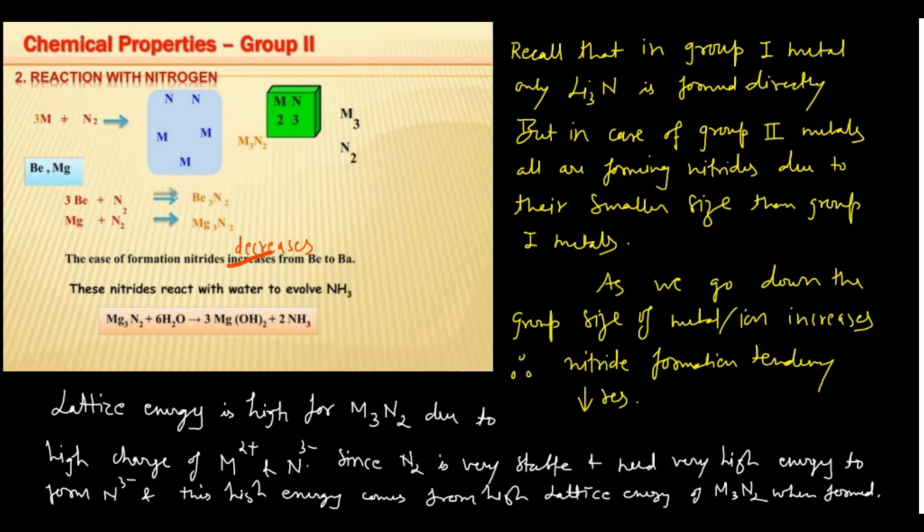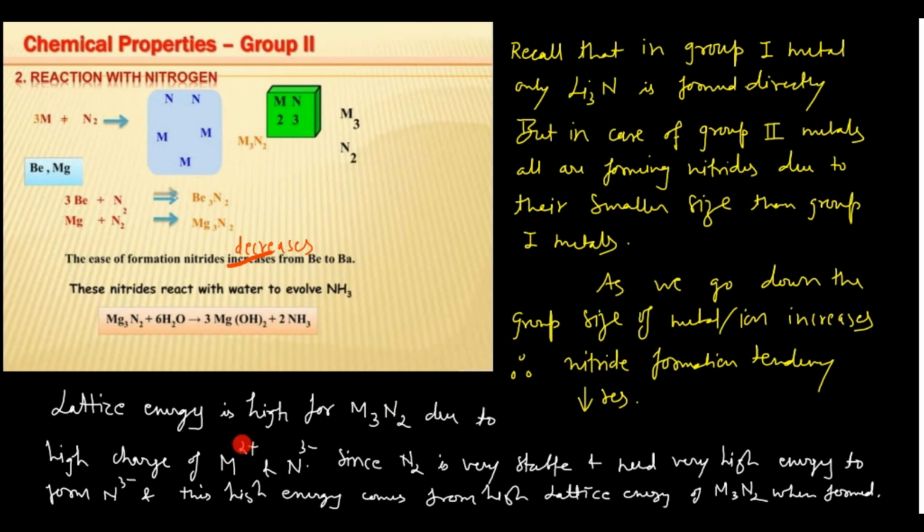Okay, this is something very, very important. And why does this actually happen? There is another very important aspect here. You can see lattice energy is high for these magnesium nitrides. Whatever nitrides you form, their lattice energy is quite high. Why is lattice energy quite high?